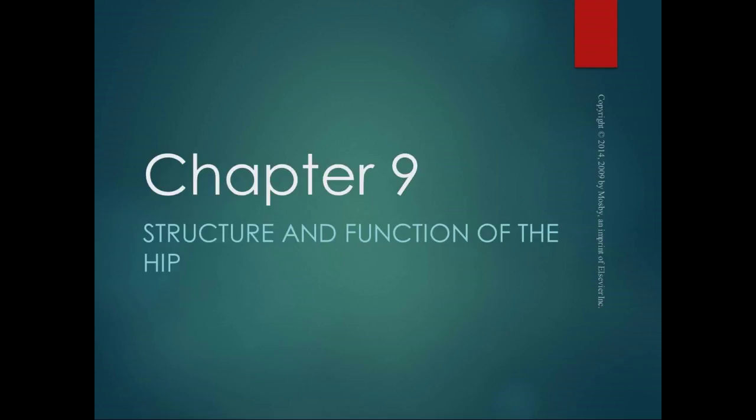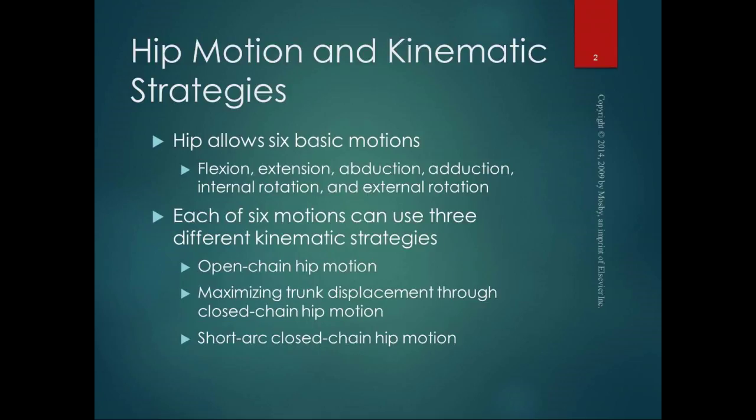In the last couple sections, we talked about the osteology and the structure of the hip and the stability of the hip. And now we're going to talk about motion and osteokinematics and arthrokinematics and some innervation. So the hip allows 6 basic motions: flexion and extension in the sagittal plane, abduction and adduction in the frontal plane, and internal and external rotation in the transverse plane.